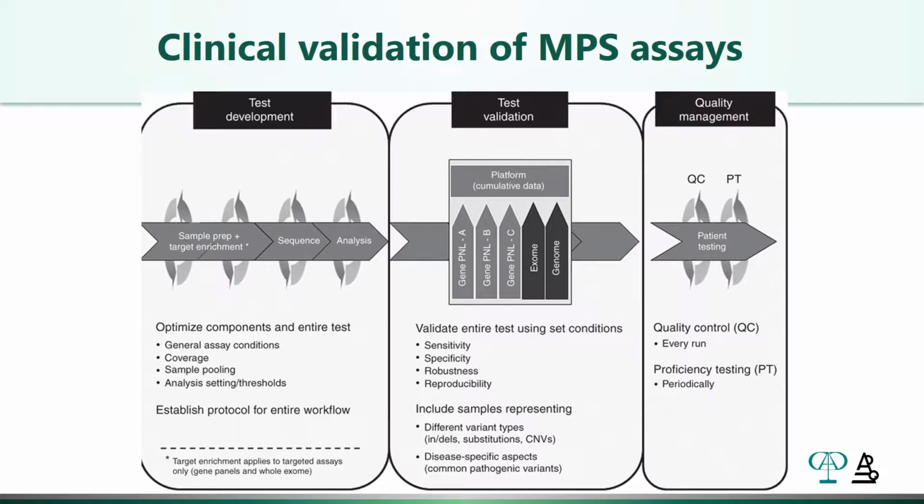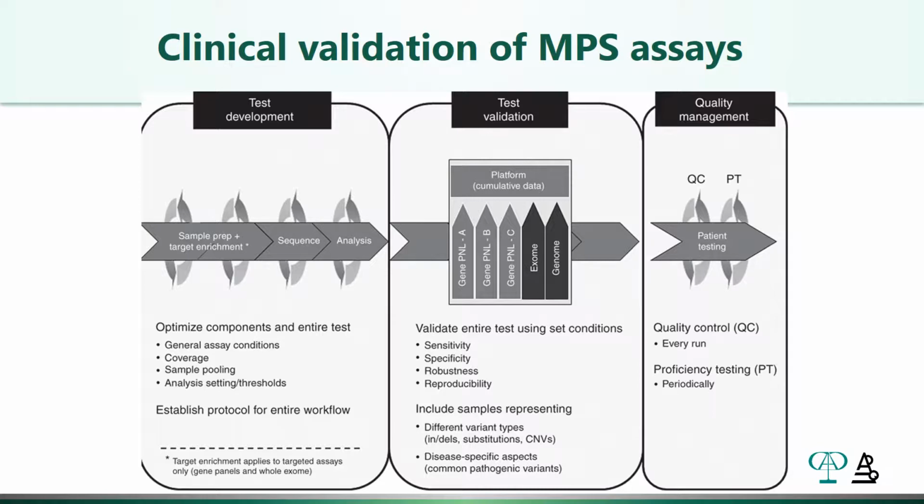Test development is where you optimize your components and your test in general. So you're looking there at the general assay conditions, what kind of coverage do you need, which amplicons do you want to cover, how many samples are you going to be able to put into a batch, what kind of analysis setting and thresholds do you want, and quite often a lot of this is taken care of for you if you're buying a ready-made panel. However, if you're making your own custom panel, you have to think about all of these things. This is not actually part of test validation. This is the development of the test, and only once you have optimized all of those parts of the test do you move into validation.